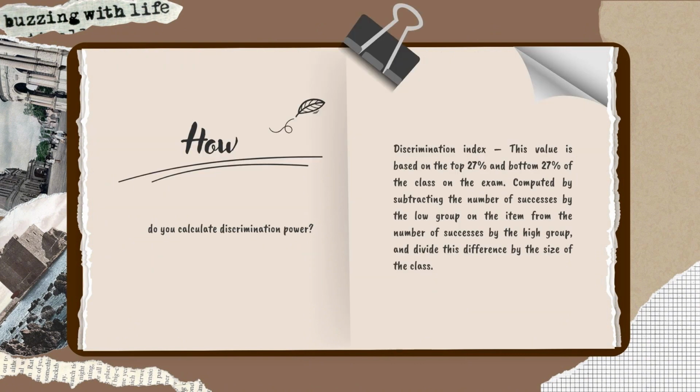This value is based on the top 27% and bottom 27% of the class of the exam, computed by subtracting the number of successes by the low group on the item from the number of successes by the high group, and dividing this difference by the size of the class.